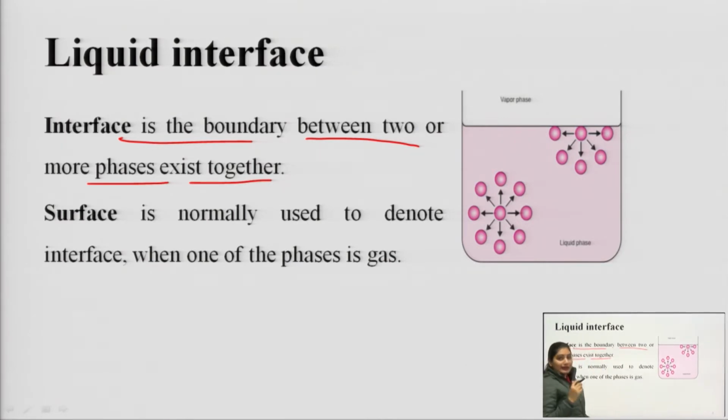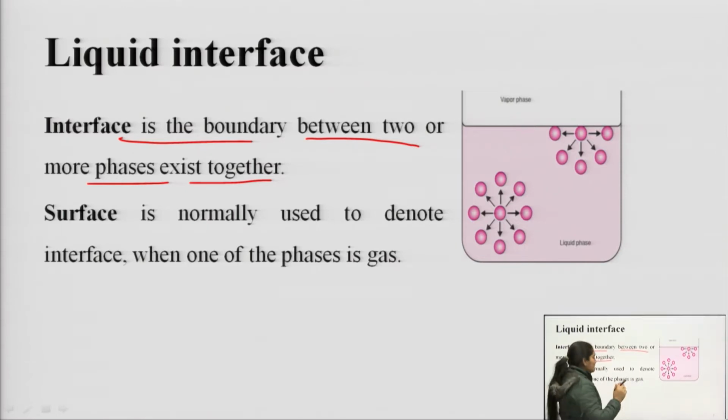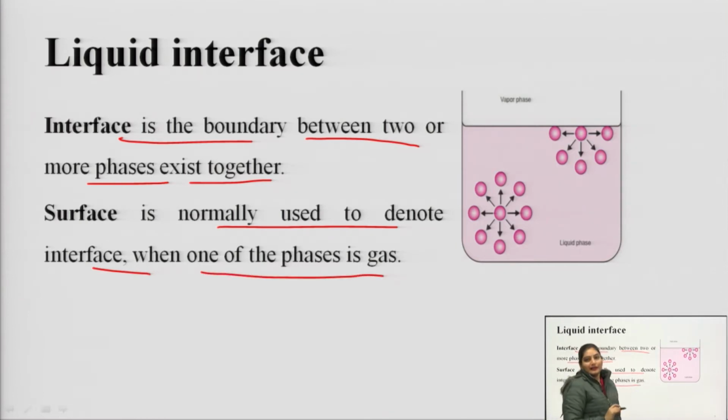And there is another term that is called surface. What is surface? This term is normally used to denote the interface when one of the phases is gas. Okay. Between the two phases there is an interface, and what is an interface? The boundary that exists between the two phases. And if one of the phases is gas, then that interface is called the surface. Okay.